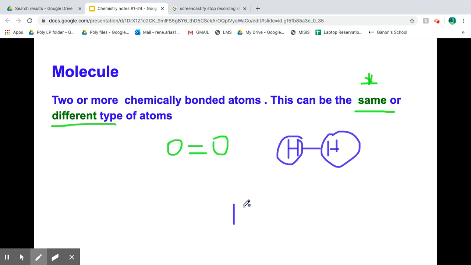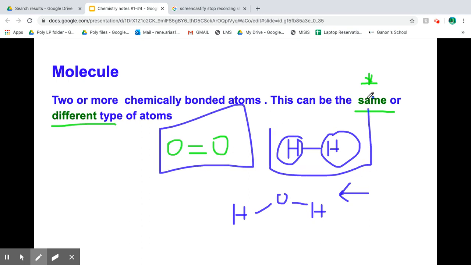So for example, I can have a hydrogen bonded to an oxygen, bonded to another hydrogen, in other words, H2O. So this is considered a molecule, a water molecule. It can also be considered a compound though. So things can be compounds and molecules. If they're made of the same thing, they have to be a molecule. They're not a compound. Okay, compounds are always different things bonded.